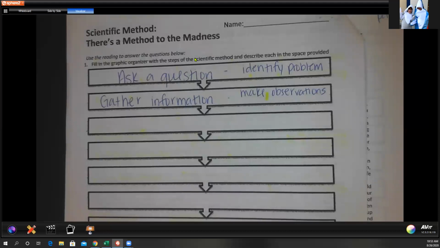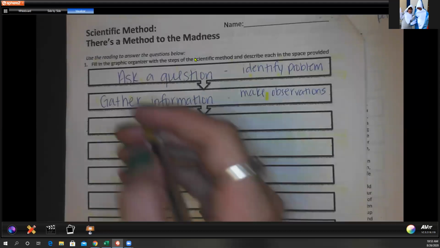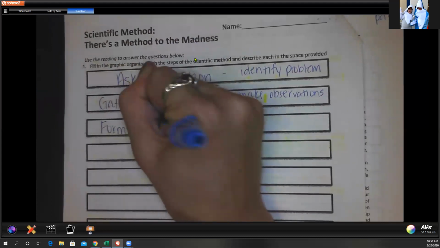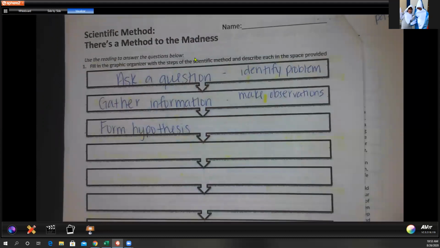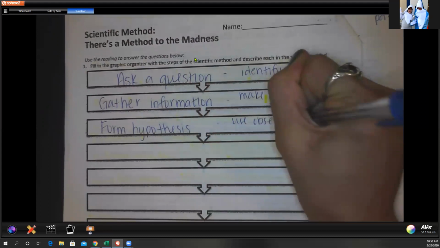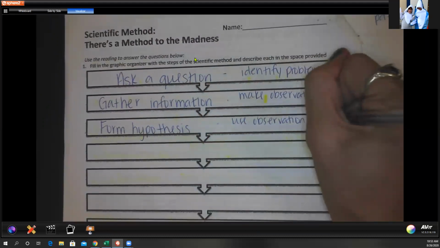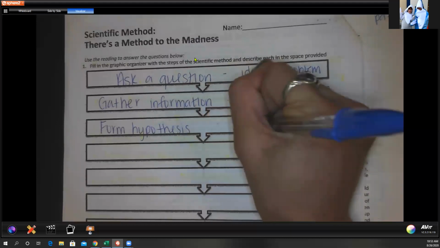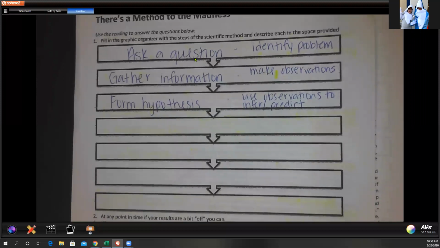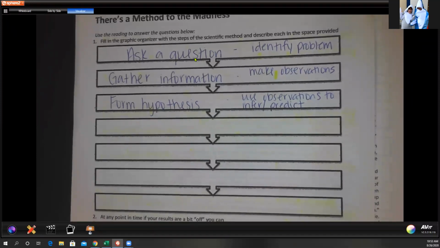Now, back to what Alex was saying. What's step three? Now I form my hypothesis. So this is where I use those observations to infer or predict. This is what makes my guess educated. If I didn't make observations, it would just be a guess. It wouldn't be an educated guess.